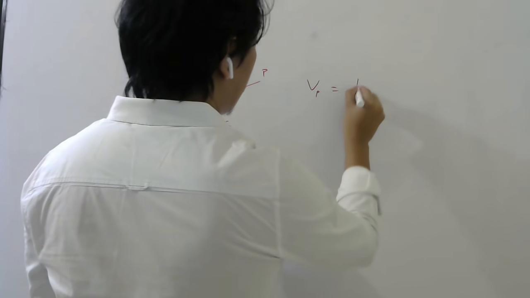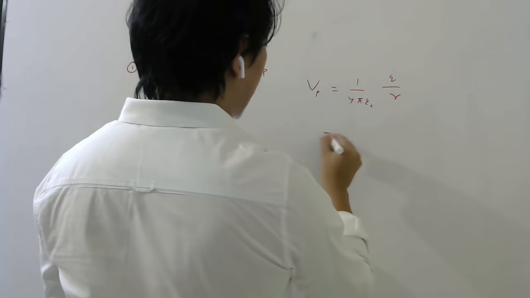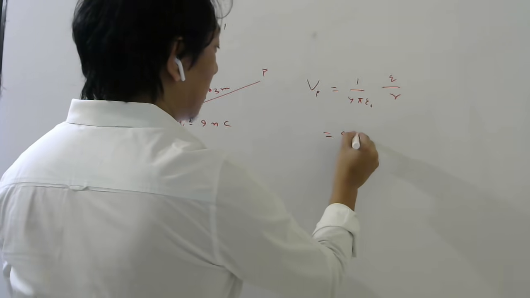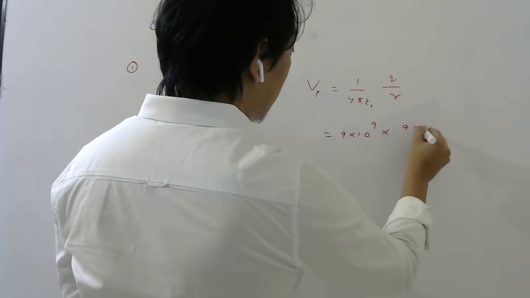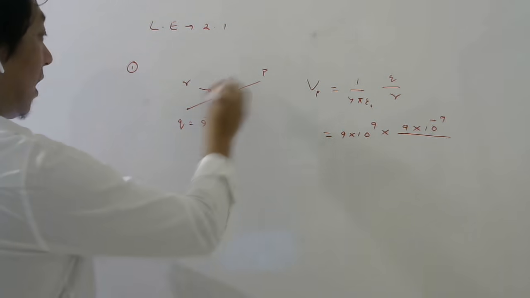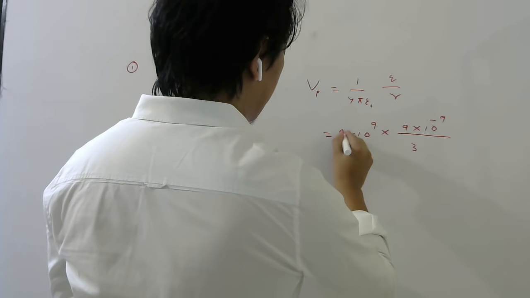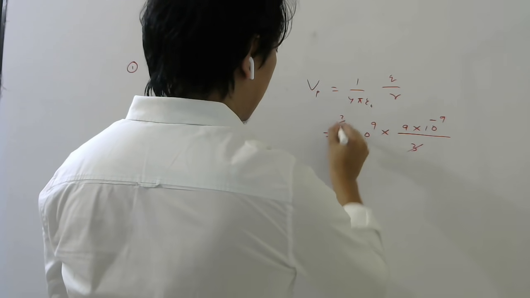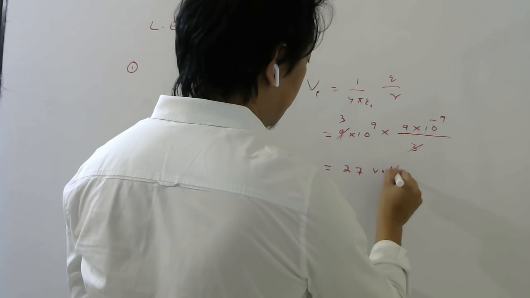So potential is 1 by 4 pi epsilon naught q by r. The value of this constant is 9 into 10 to the power 9. Source charge is 9 nanocoulomb. Nano means 10 to the power minus 9 coulomb divided by r. R is 3. So this 3 will cancel this 9. So 9 3s are 27 volt.